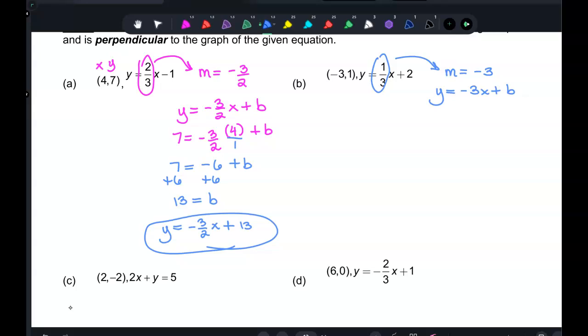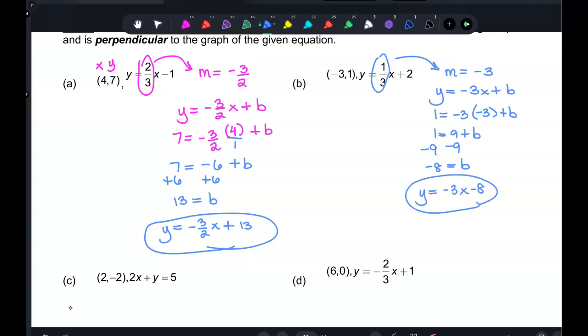Negative 3 times negative 3 plus b. So 1 equals 9 plus b. Then you subtract 9 on both sides. And then b equals negative 8. Yeah, negative 8. So y equals negative 3x minus 8.